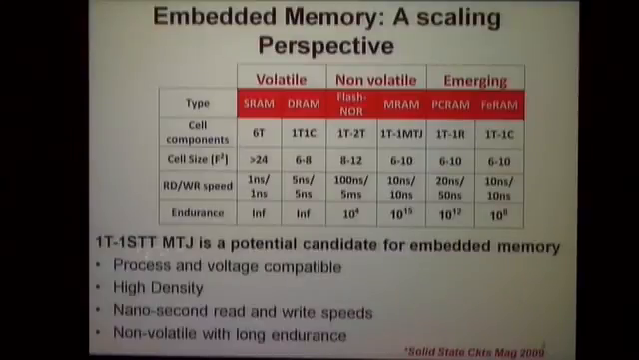So the STT-MTJ, which is a spin torque transfer magnetic tunneling junction cell, the chief advantages would be it is process and voltage compatible with CMOS. We can potentially make it work at around 1 volt, which is a big thing. So that's, I think, one of the game changers for this particular technology. It can potentially give us very high density, especially when you're comparing it with SRAMs or embedded DRAMs. Nanosecond read and write speeds, which is, again, very attractive as a circuit designer. And finally, it is non-volatile with long endurance.